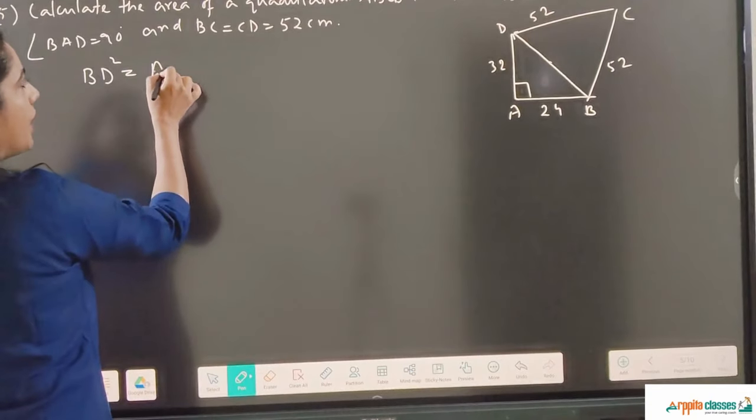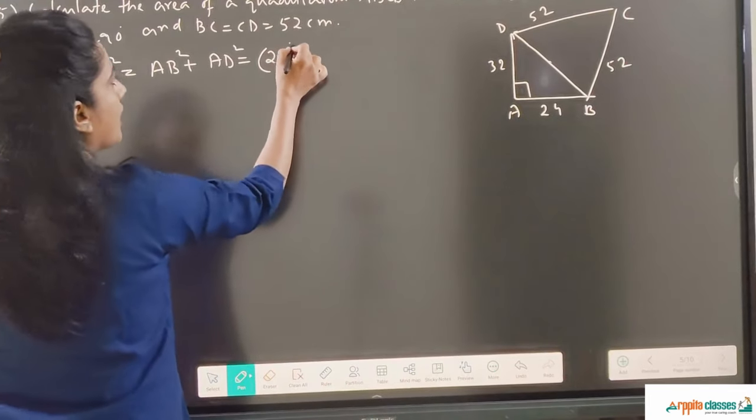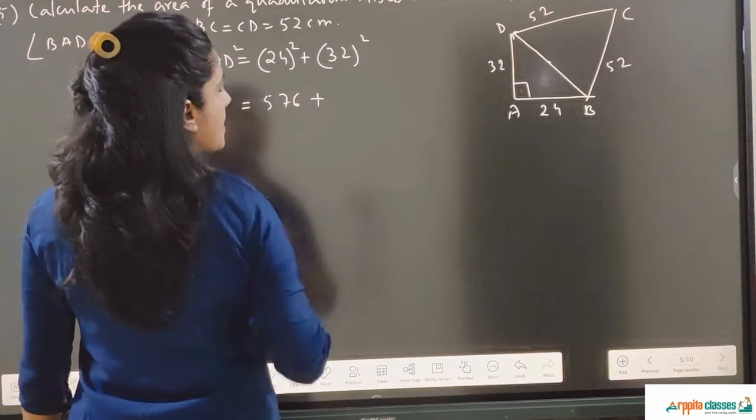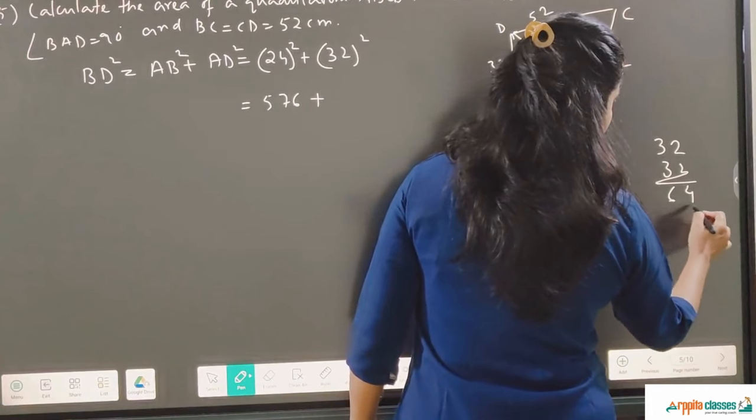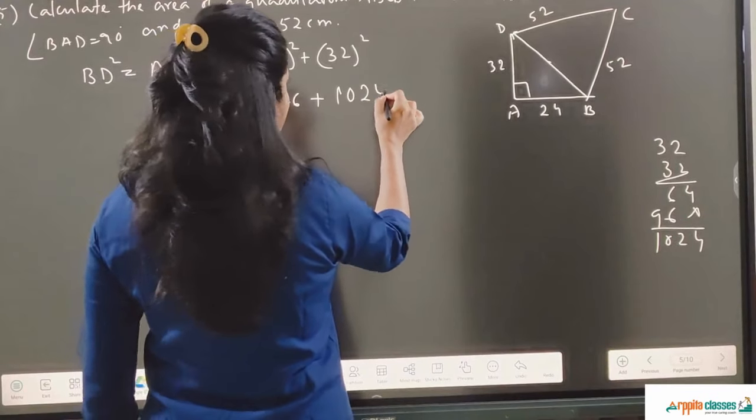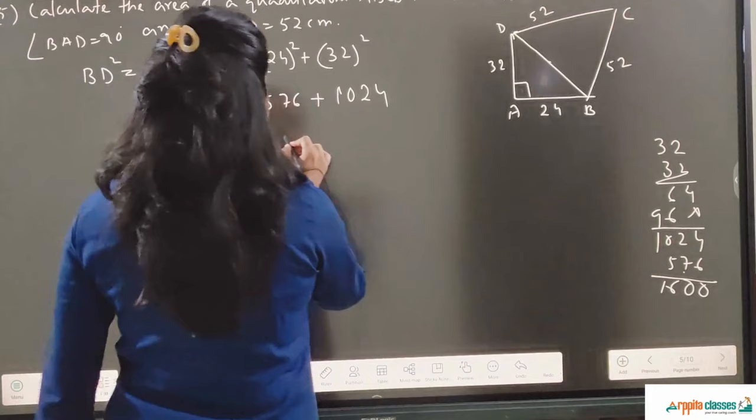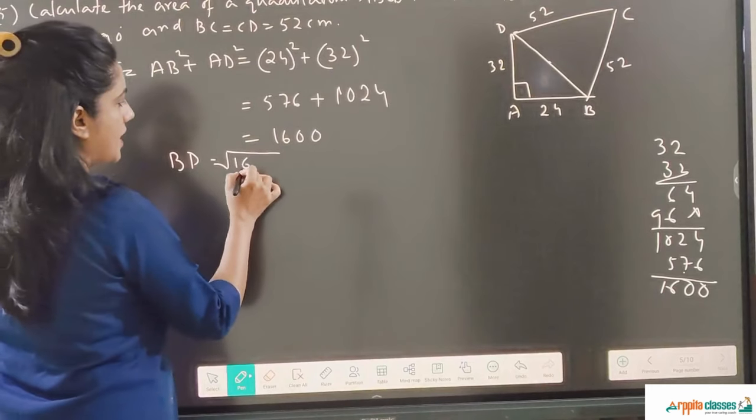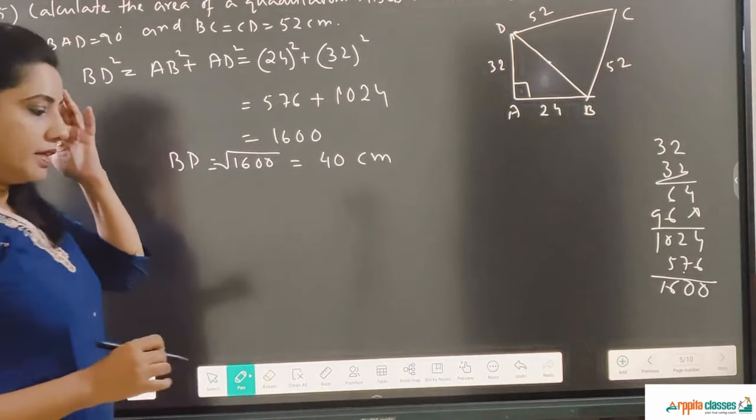BD square is equal to AB square plus AD square. AB square is 24 square plus 32 square. 24 square is 576 plus 32 square we need to find out. 32 into 32, 1024. So 1024 plus 576, it's coming 1600. Therefore, your BD will be root of 1600. That is 40 centimeter. So we got this as 40.